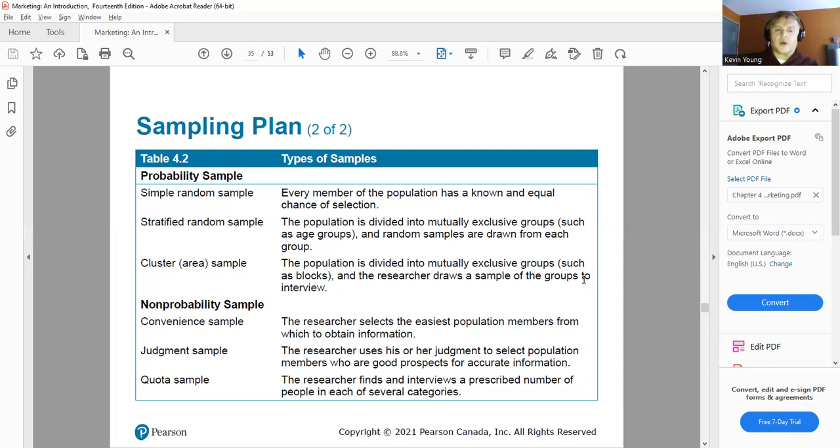With non-probability, you have convenience sample. Researcher selects the easiest population members, a judgment sample, where the researcher applies their own judgment to select population members, or a quota sample, which is a prescribed number of people.